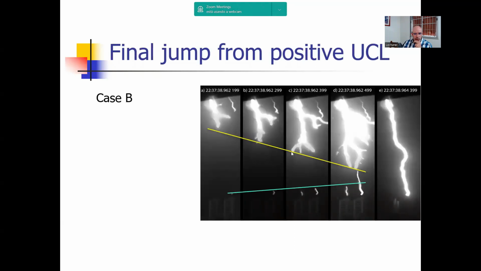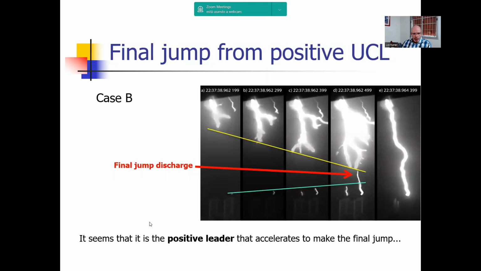We can also observe, in a few cases, what we would call the final jump, and the final jump speed is much higher than the upward leader speed. So it also seems that somehow the positive leader accelerates and makes the final jump.